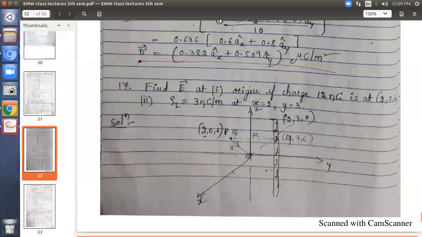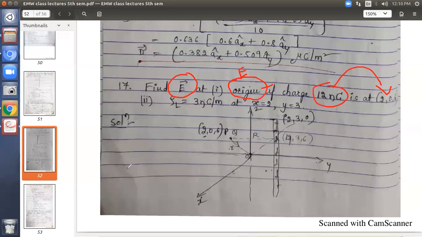It is again a similar problem. I think you can do this. I'll just tell you how to do it. You can try. You need to find the electric field intensity at the origin. Sorry, we need to find the electric field intensity at the origin if the charge is placed at 2, 0, 6. This is the first sub question, similar to the earlier problem.